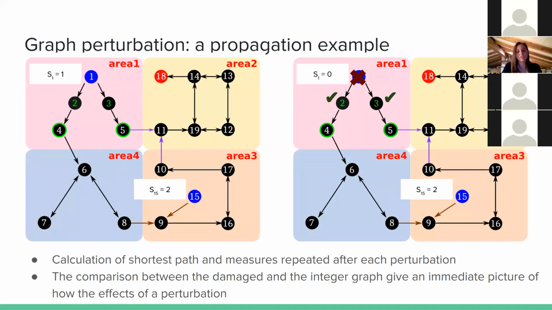On the left, you have the toy graph. You have two sources, 1 and 15, where source 1 provides service 1, and source 15 provides service 2. Both of them are connected by a path to the only user here, which is 18. So no surprise in saying that the total service at the user 18 is 1 plus 2, which is 3.